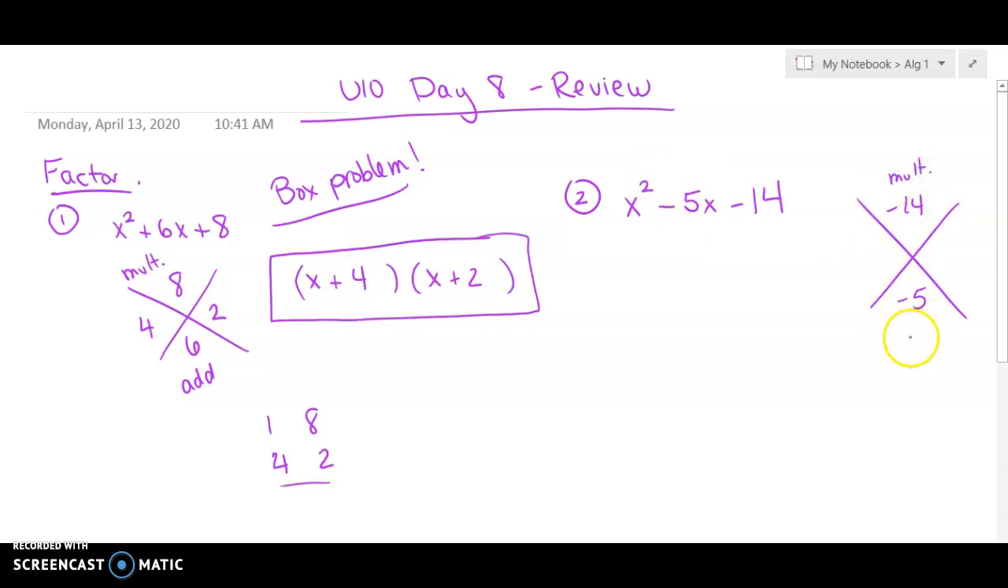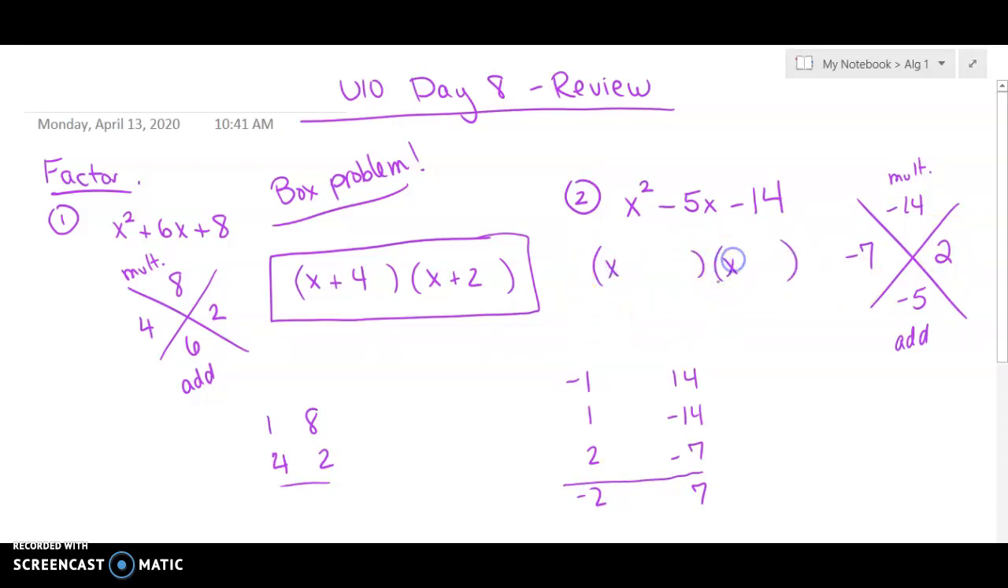When you get to multiply to a negative, you have to keep in mind there's going to be a lot of possibilities. With negative 14, you could do negative 1 and 14. You could do positive 1 and negative 14. You could do 2 and negative 7. You could do negative 2 and positive 7. So when you have to multiply to negative, there's a lot more possibilities because the negative could go with one number or the other. But the one that's going to add up to negative 5 is this guy, negative 7 and positive 2. You make your two sets of parentheses.